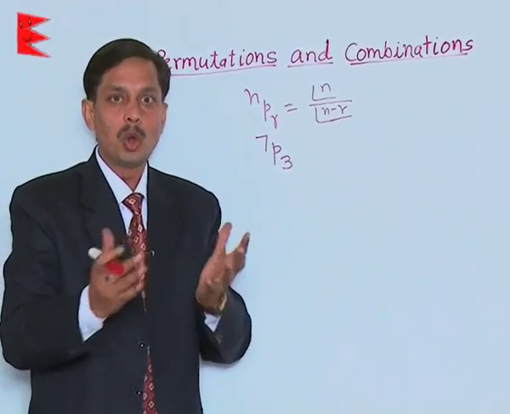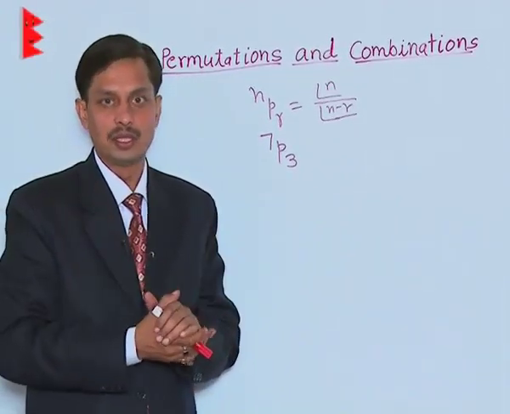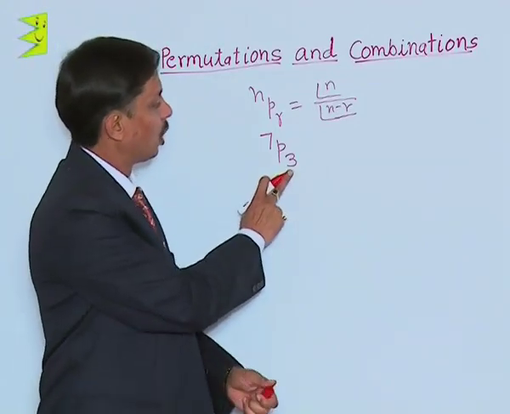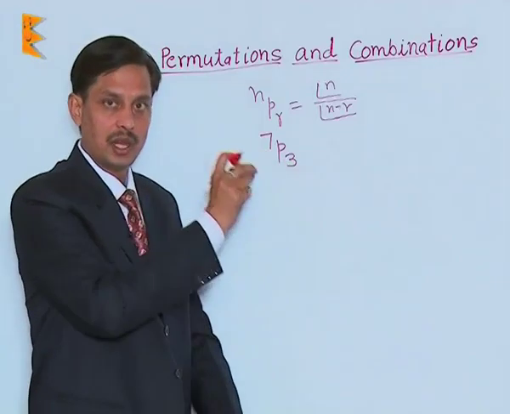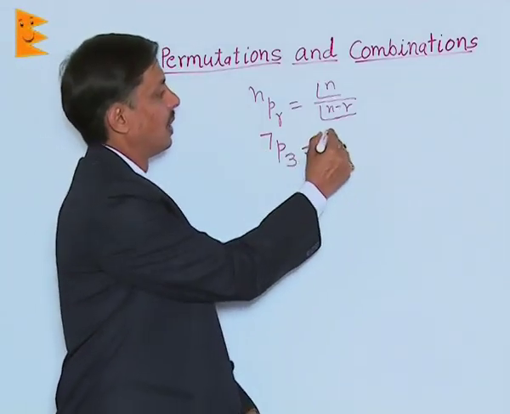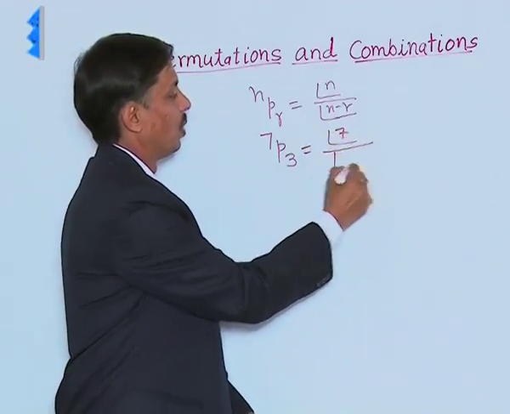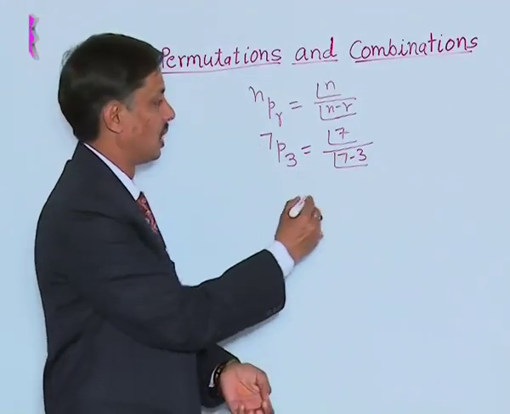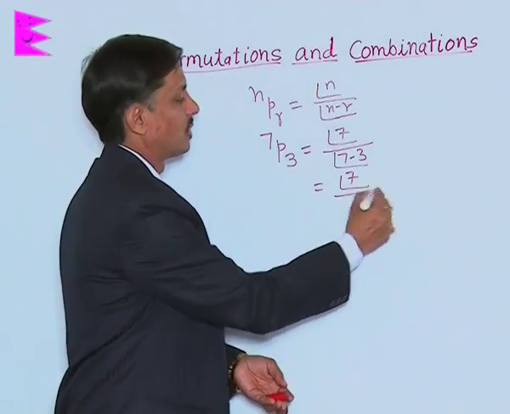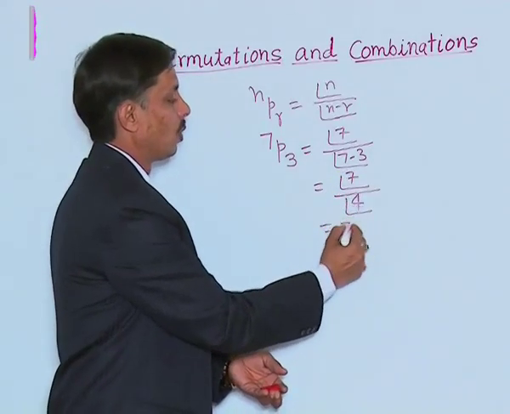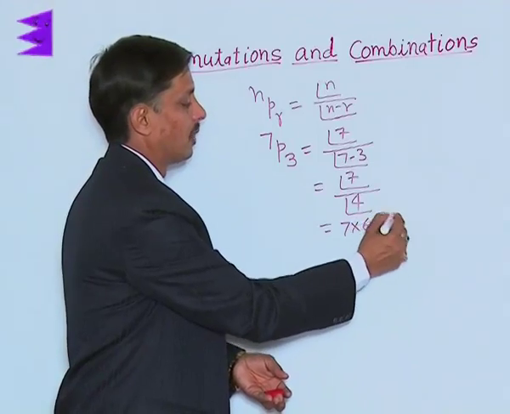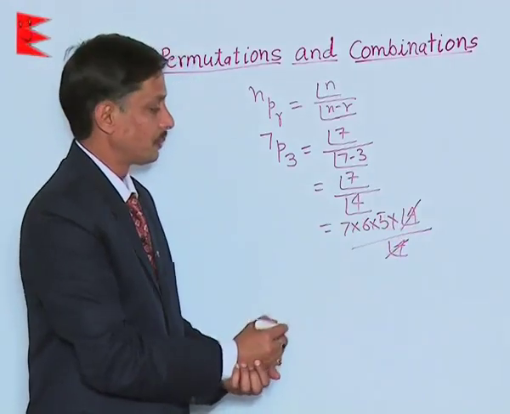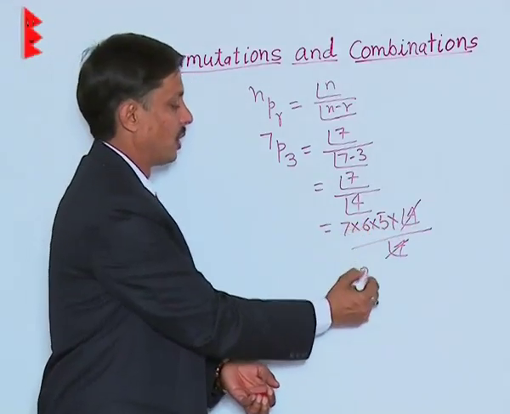But if you want to opt for these books in different ways, that is first this book, second this book, then the number of arrangements, if 3 objects are to be taken out of 7, is given by factorial 7 upon factorial 7 minus 3, which becomes factorial 7 upon factorial 4, equal to 7 into 6 into 5 into 4 factorial upon 4 factorial, which gets cancelled. This becomes 6 into 5 is 30, into 7 is 210.